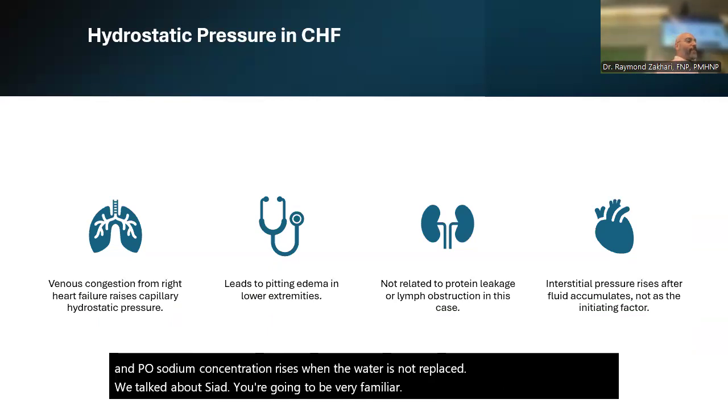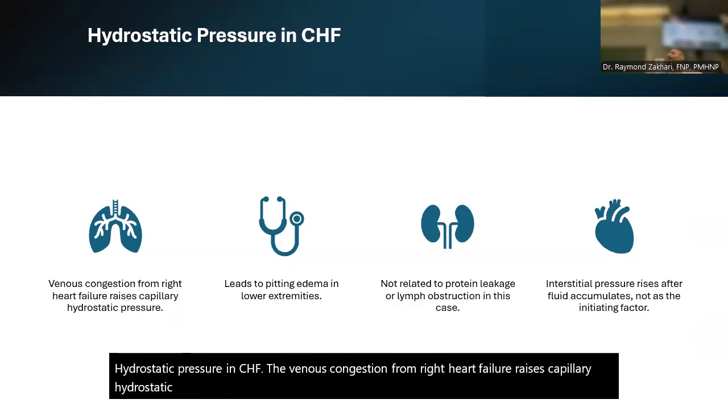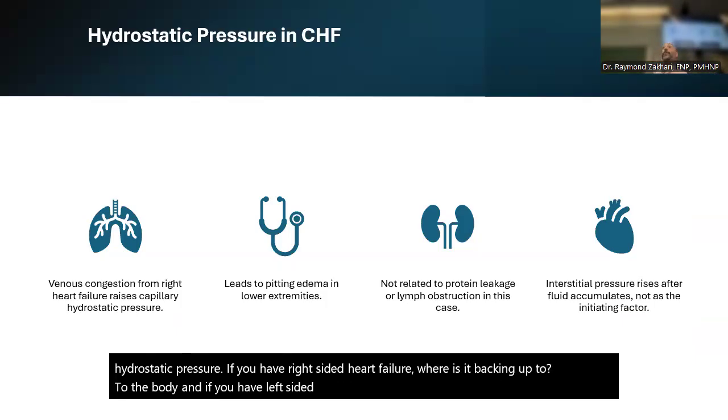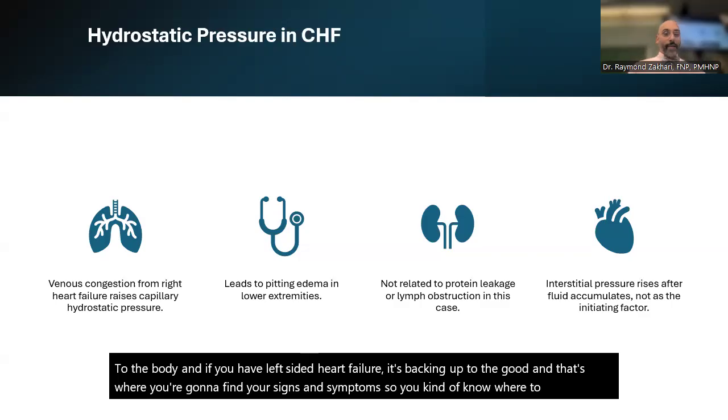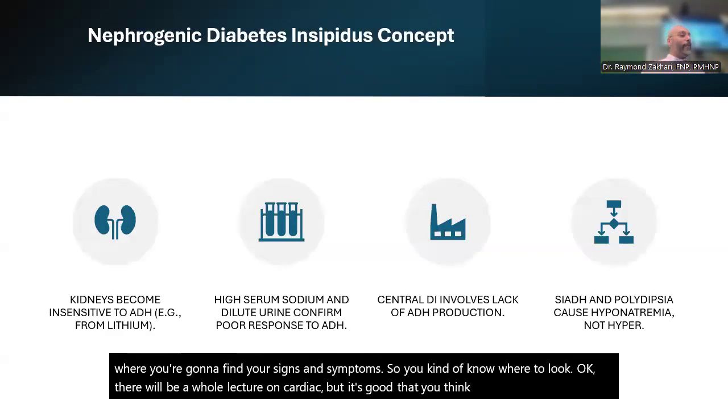Hydrostatic pressure in CHF. The venous congestion from right heart failure raises capillary hydrostatic pressure. If you have right-sided heart failure, where is it backing up to? To the body. And if you have left-sided heart failure, it's backing up to the lungs. And that's where you're going to find your signs and symptoms. So you kind of know where to look. Okay. There will be a whole lecture on cardiac, but it's good that you think more systemic now.